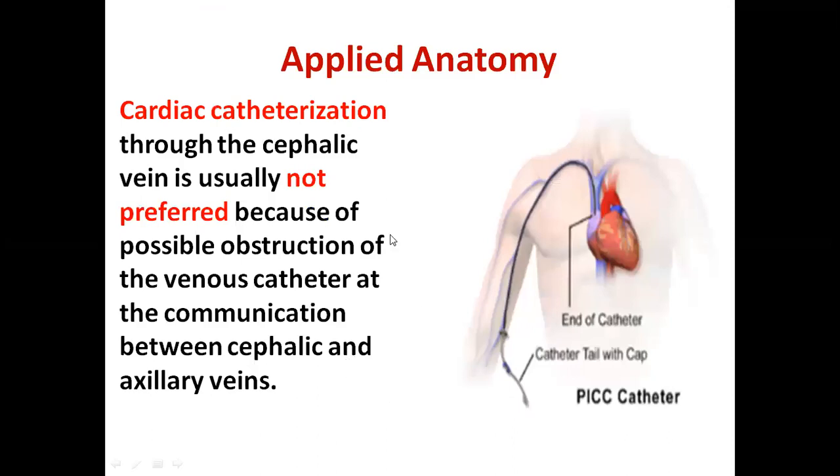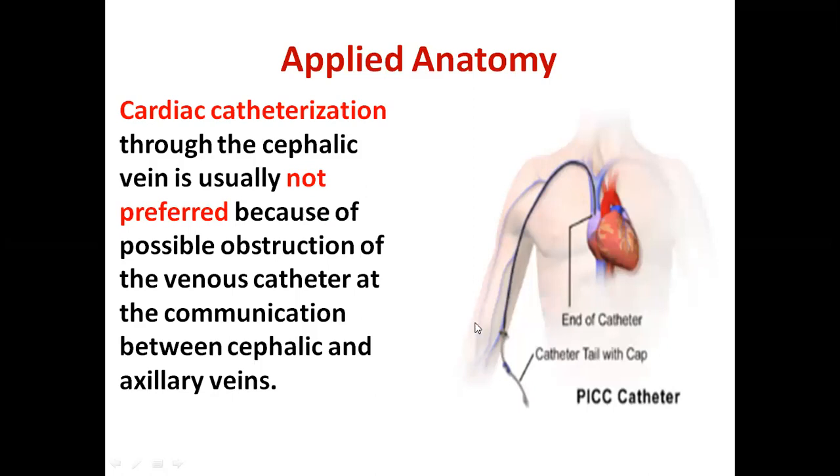Now, coming to cardiac catheterization. Cardiac catheterization is a technique where generally we introduce a catheter for the purpose of certain surgical treatments, or for the collection of blood also. Cardiac catheterization through the cephalic vein is usually not preferred because of possible obstruction of the catheter at the communication between cephalic and axillary veins.